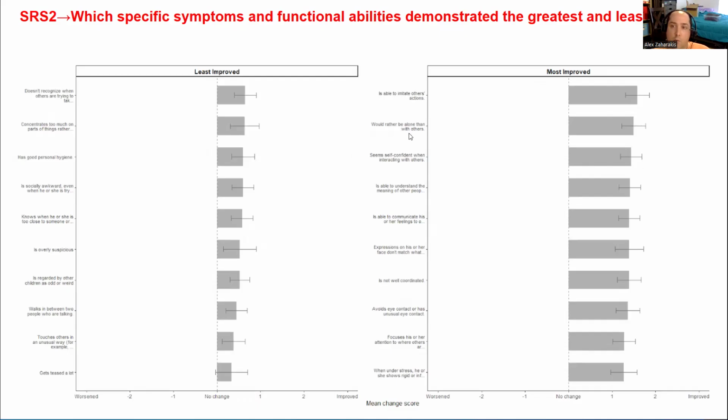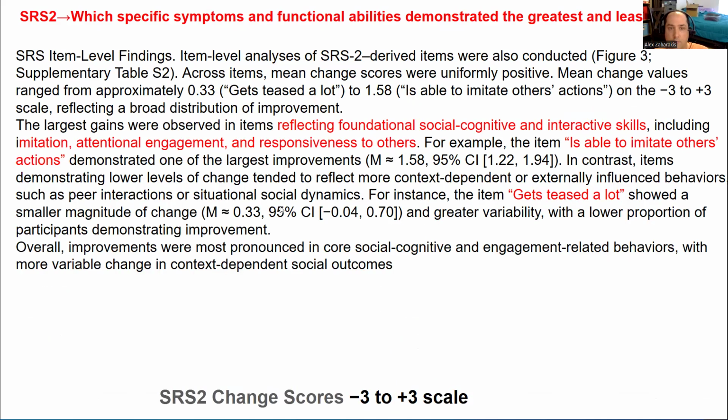Would rather be alone with others, improvement. Seems confident when interacting with others, improvement. Is able to understand meaning of other people's, I think it says description or asks or wants, improvement. Largest gains on the SRS2 were found in reflecting foundational social, cognitive, and interactive skills.